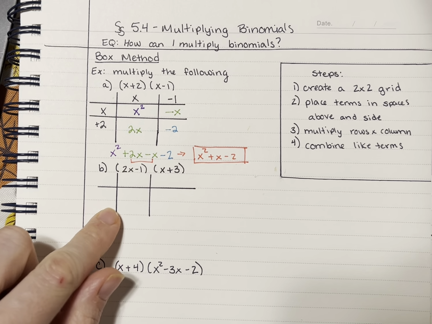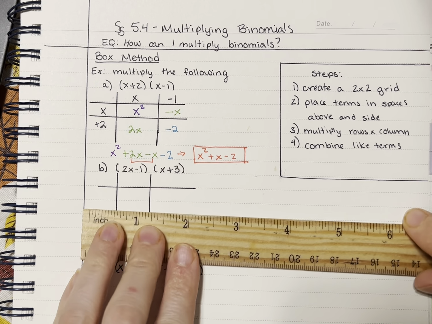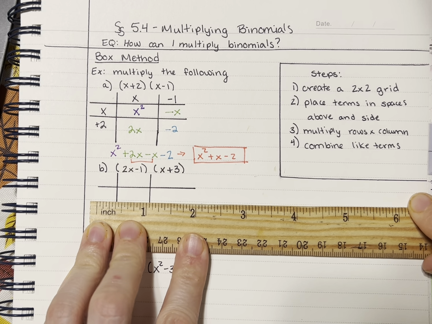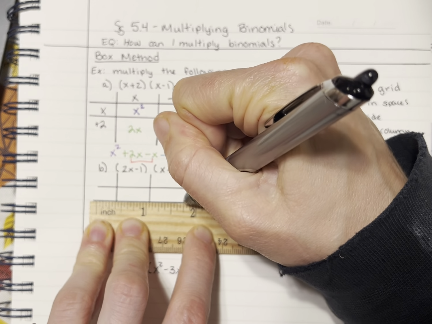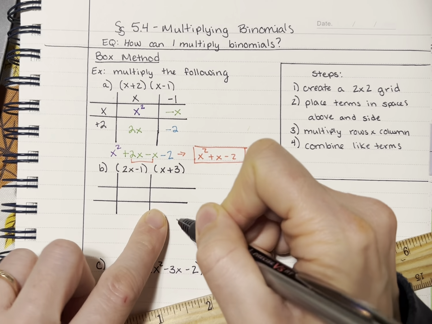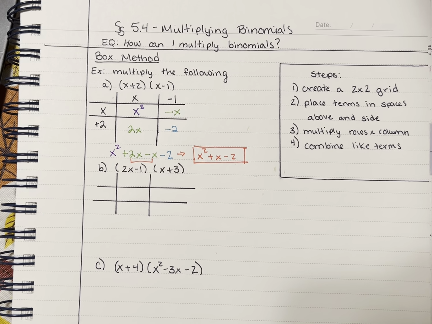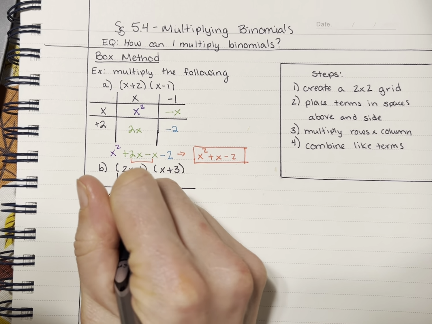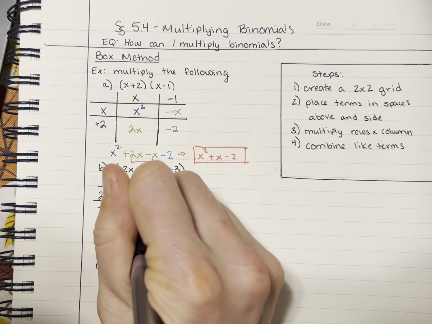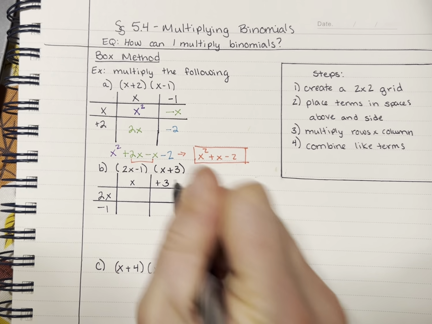I guess technically it's not a 2 by 2. The reason why I say 2 by 2 is because we're only going to use these squares right here. All right, but anyways, putting this one over here, I got 2x, and I got minus 1, and then I have x and plus 3.